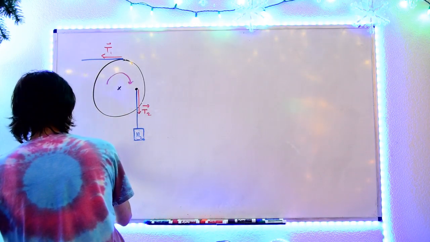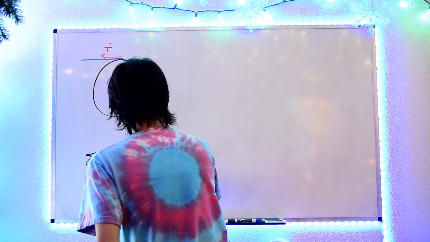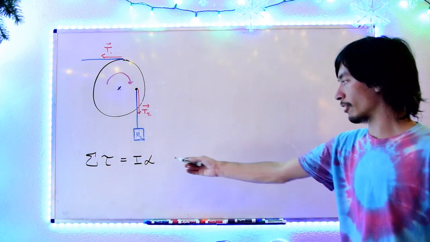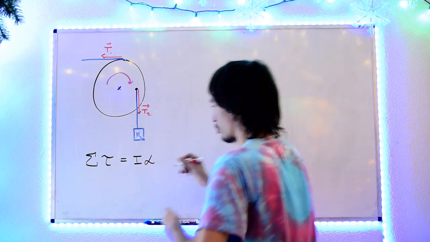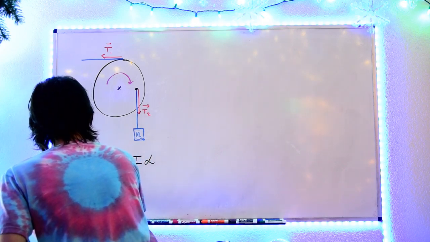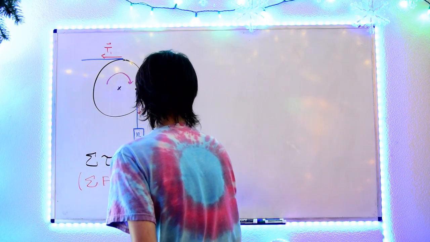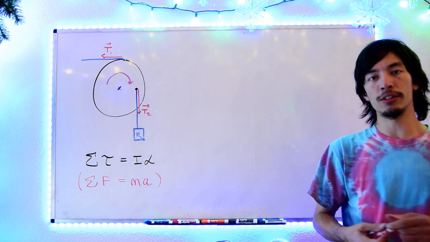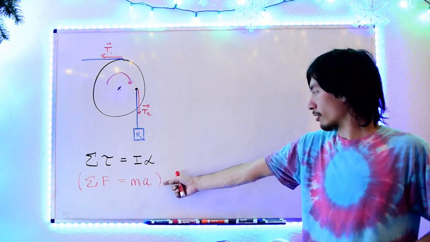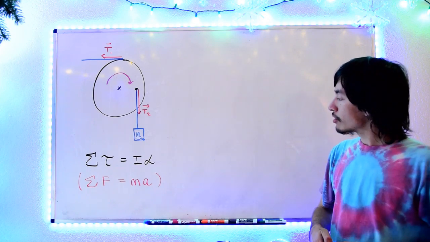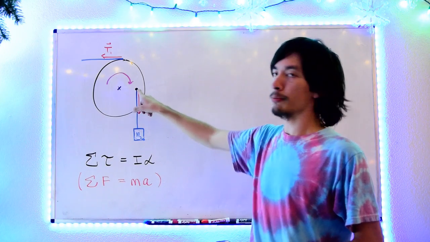Ultimately, we're just using the rotational form of Newton's second law, which is the sum of all torques equals the moment of inertia times the angular acceleration. This is perfectly analogous to your more famously known form, which is the sum of all forces equals mass times the total acceleration of the system. So it's pretty much the same thing, but this is translational or linear. This is rotational. So we have two forces that are acting on our pulley system.